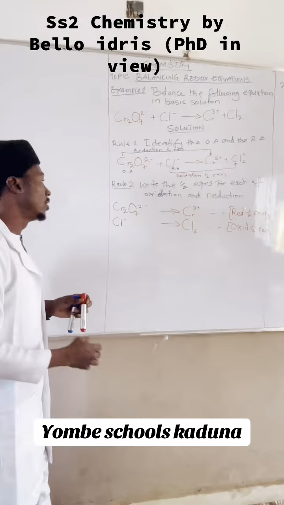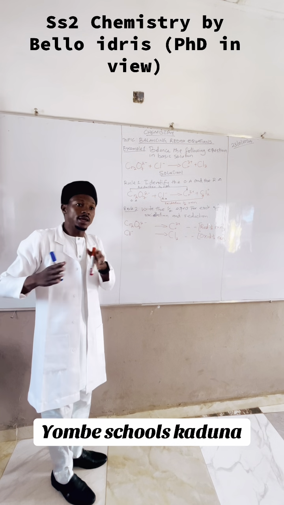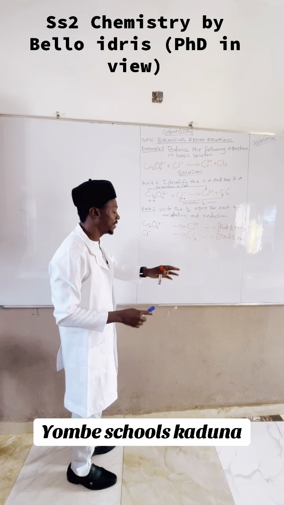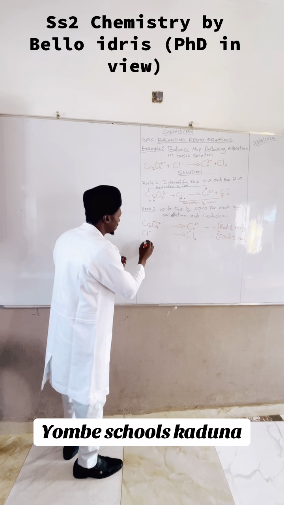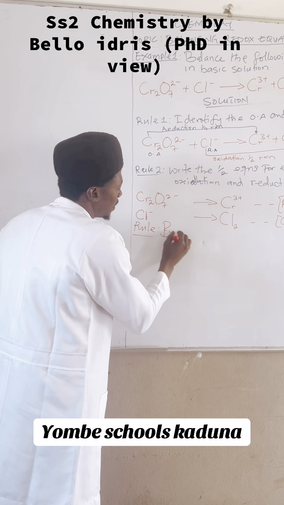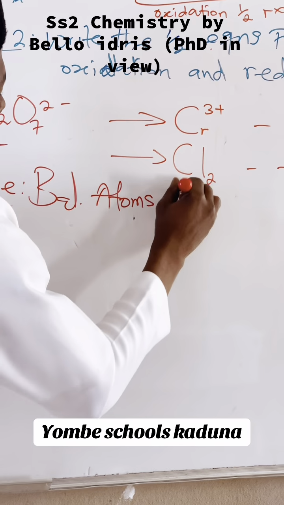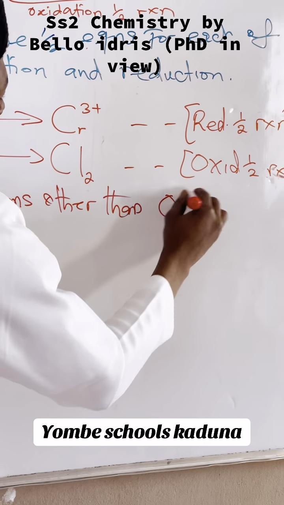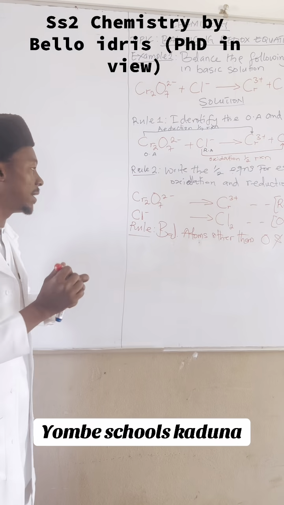Yes. Now we move to rule number 3. For rule number 3, we are going to take the two equations individually. So we now start with the reduction half reaction. Rule number 3 says what? Balance atoms other than oxygen and hydrogen.